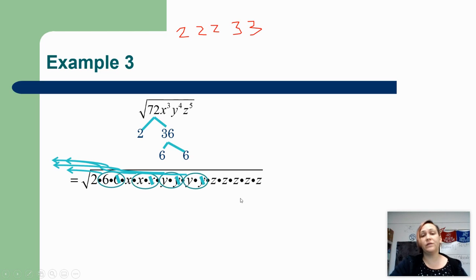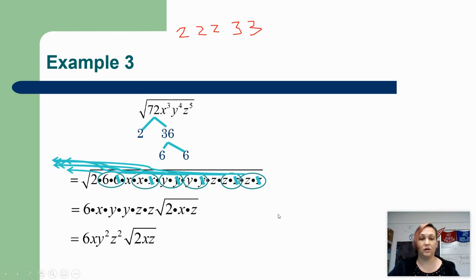And we're going to do the same thing with the z's. So I have 2 z's, and I have another 2 z's. And then similar to the x's, I have this one leftover z. So anytime that you can circle something, 1 will get out. So I have a 6, an x, 2 y's, and 2 z's that have gotten out. And then anything that is not circled stays in. So the 2, the x, and the z, all of those will stay in. And my final answer is 6x y squared z squared on the outside, and then square root of 2xz on the inside.